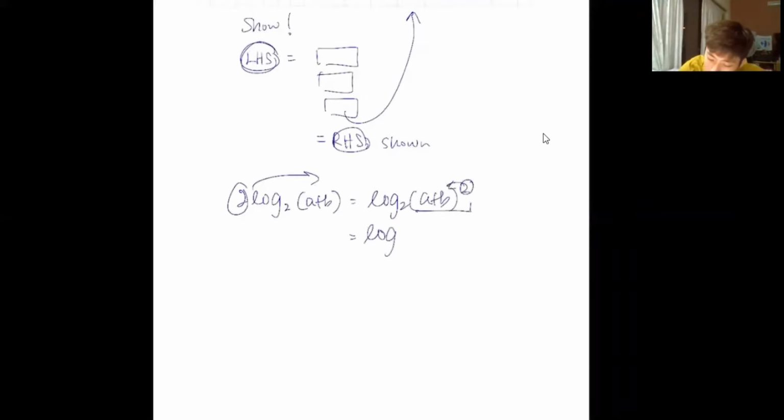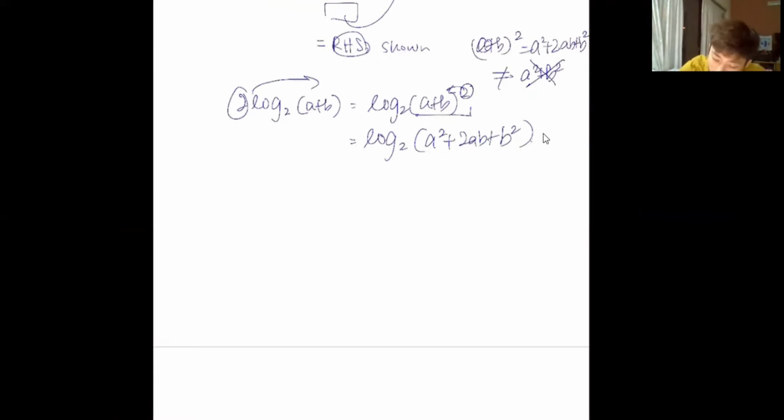So it's log base 2 of (a squared plus 2ab plus b squared). You should know how to expand (a plus b) squared. It is a squared plus 2 times this one, which is 2ab, plus b squared. It is not equals to a squared plus b squared. This is wrong, okay? Many people make this mistake. Once you have this, you know that when the content of the log is like this, you cannot do anything.